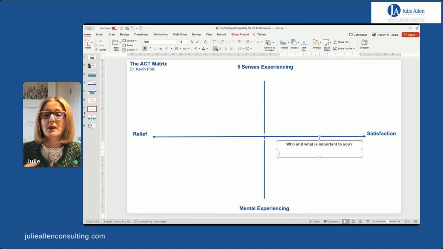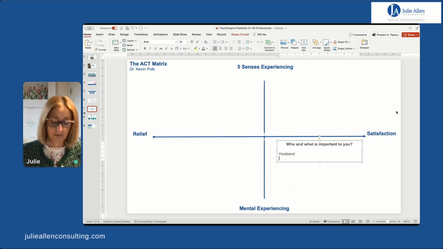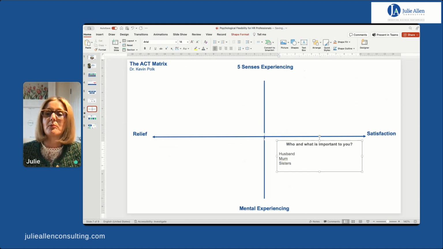So the first question here in the bottom right, this is a process model. We follow a process. We start in the bottom right in the mental experiencing and satisfaction, and we think about, who are the important people to you in your life? So for me, I'll just get started while I wait for maybe some answers in the chat box. My husband is important, my mum, my sisters. Anybody else like to share in the chat box who is important to them? Who are the important people to you?